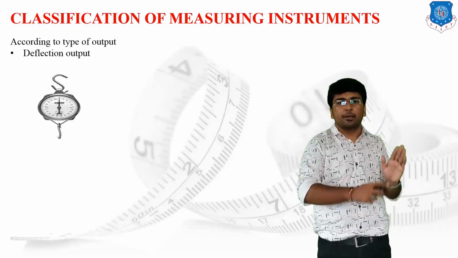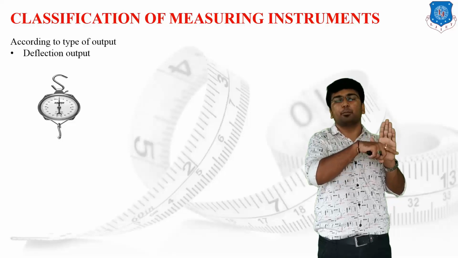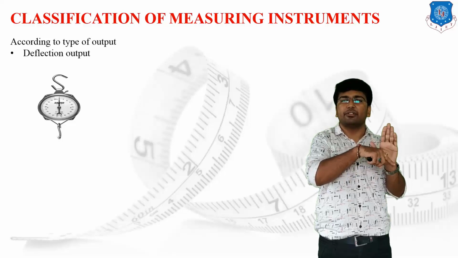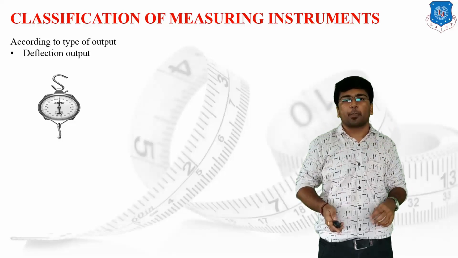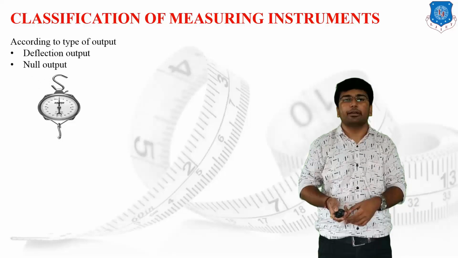It means the pointer has been deflected from the zero position to another position, and by checking this particular deflection, we can measure the unknown parameters. The second one, that is the null type instrument.